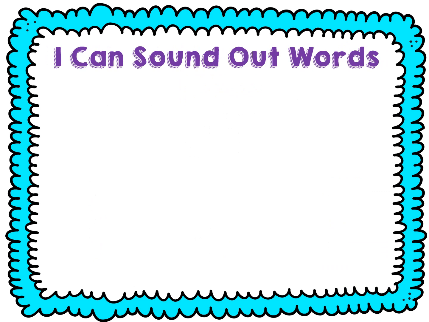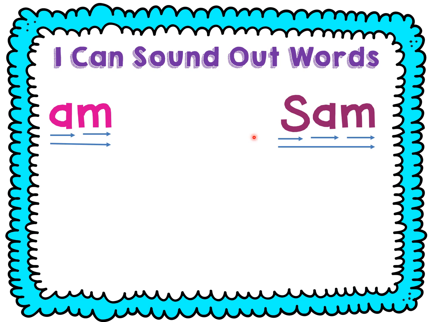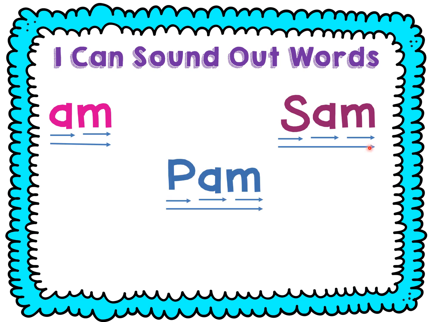Now we're going to practice blending some words together. We're going to say each sound and then smooth it into a word. Ready? Let's say each sound. Smooth it out. Am. Let's try this one. Ready? Smooth it out. Sam. Let's try this one. Ready? Smooth it out. Pam.